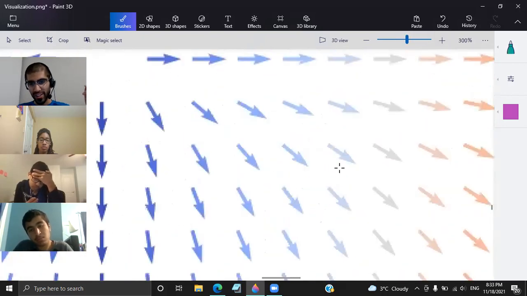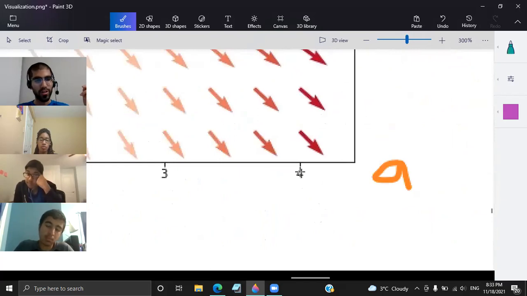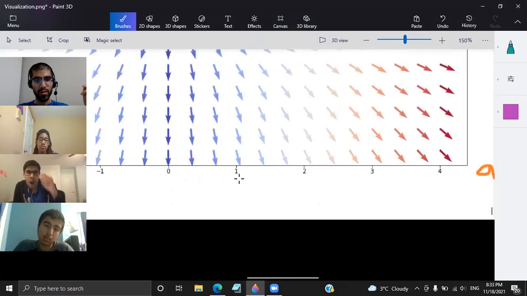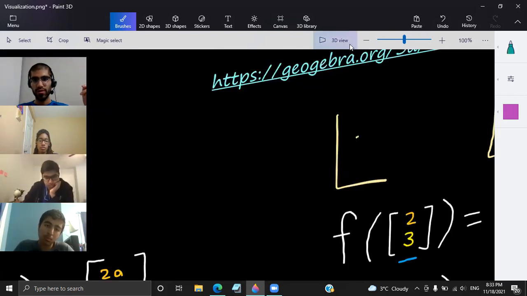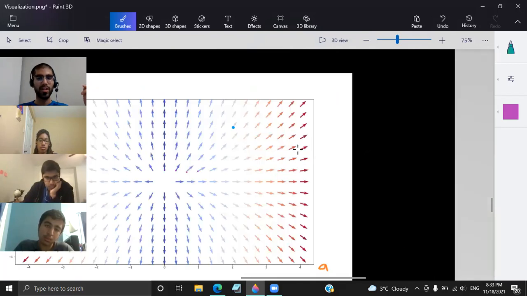You can see down here, A in this case is equal to 4. So when that is bigger, then you're going to get a bigger output than when A is equal to 1, which is why as you get further away from the origin, the vectors get longer, and that's why they're in red.